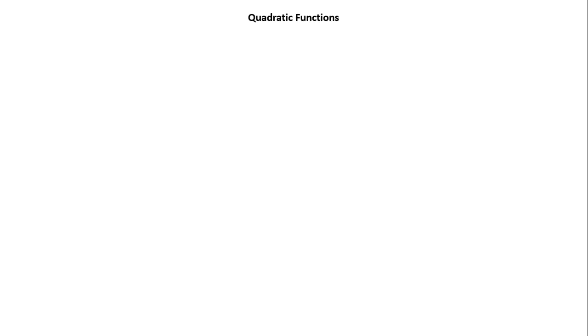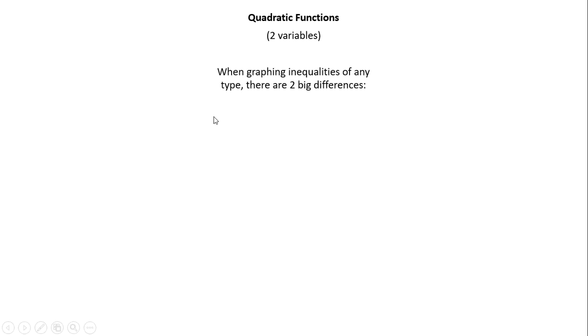So, first thing, quadratic functions in two variables. That'll be different than quadratic equations, which are only one variable. So two variables would be something like y equals x squared. Anytime we're dealing with inequalities, though, remember there's two big differences. The first one is the line. Is it solid or dotted? The second one is shading. We have to remember to shade one side or the other.